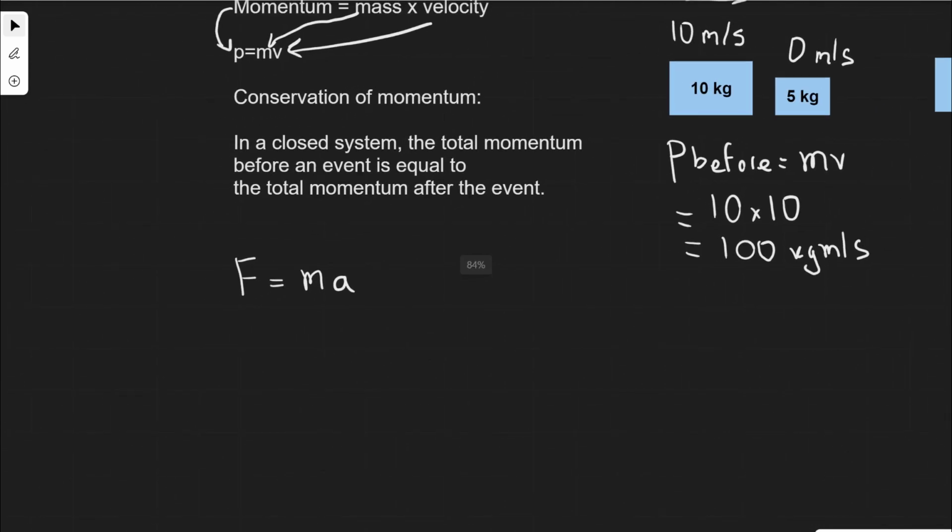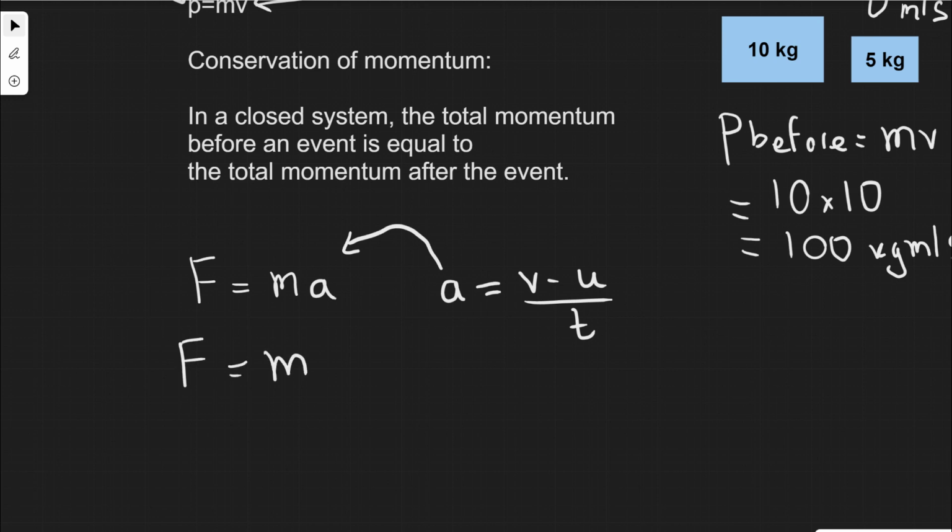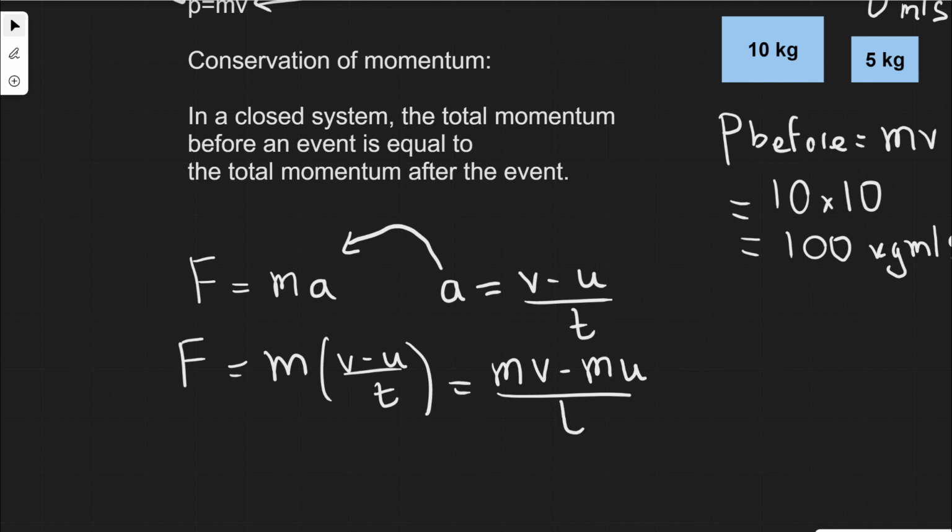Okay, there's just one more equation that we need to know about, and we can combine the F equals ma equation, Newton's second law, with our definition of acceleration, which is v minus u, final minus initial velocity, divided by t. Now what I'm going to do is take this equation and plug this into here, and what we're going to get is that force is equal to mass, and rather than acceleration, I'm going to write v minus u divided by t. Okay, well, let's expand this, and what we're going to get is mv minus mu divided by t.